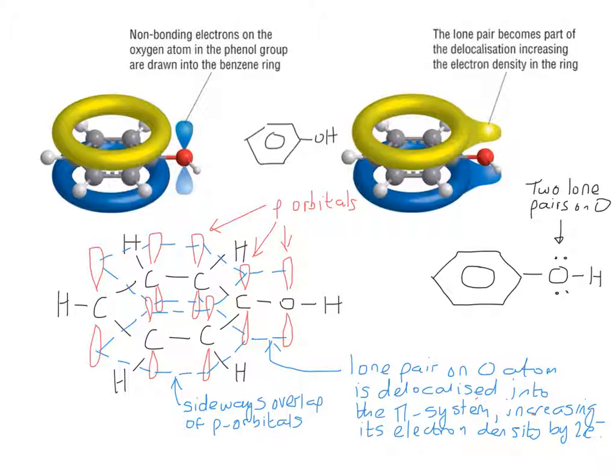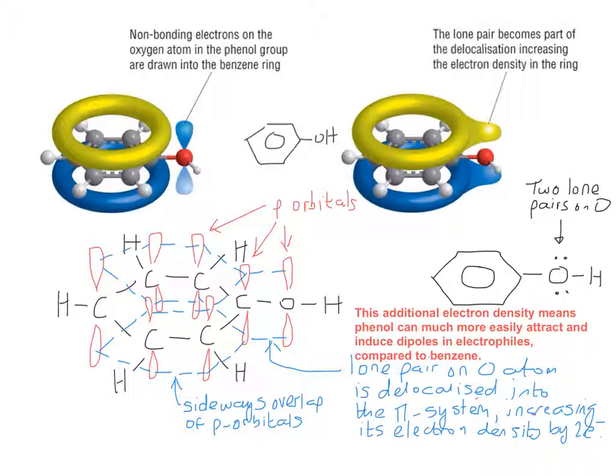Although you've got the p orbitals as you would have in benzene, with the sideways overlap, the fact that you've now got an OH group attached directly to the benzene ring via the oxygen atom means that the lone pair on the oxygen, or one of them, is incorporated into the pi system. Now if you remember, the pi system in normal benzene has 6 electrons, 1 electron from each carbon. If you now add 2 electrons to that, the lone pair from the oxygen, you have a total of 8 electrons in phenol's pi system.